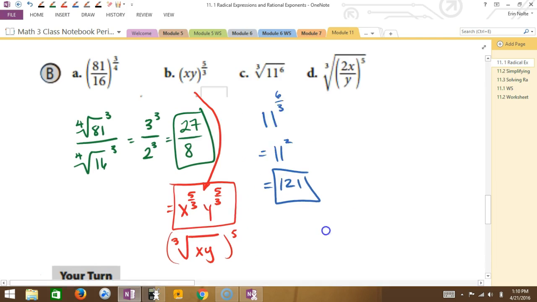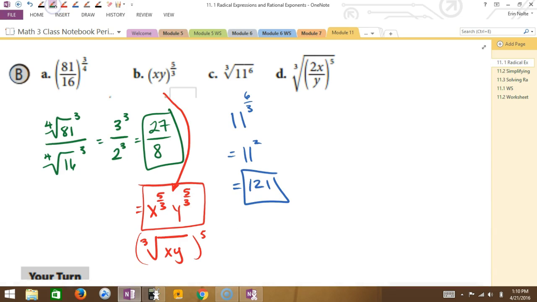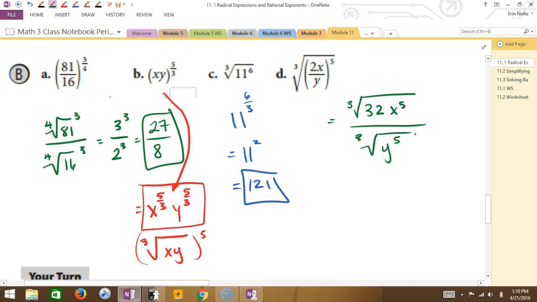Last one we'll talk about. What about D? We're going to simplify this. I'm going to cube root it first and see if I can cube root any piece of it. Can I take the cube root of 2? No. Cube root of x? No. Cube root of y? No. What about 2 to the 5th? Nice. So I'm going to have the cube root of 32, and then I have x to the 5th. On the bottom, I have the cube root of y to the 5th. Easy peasy?